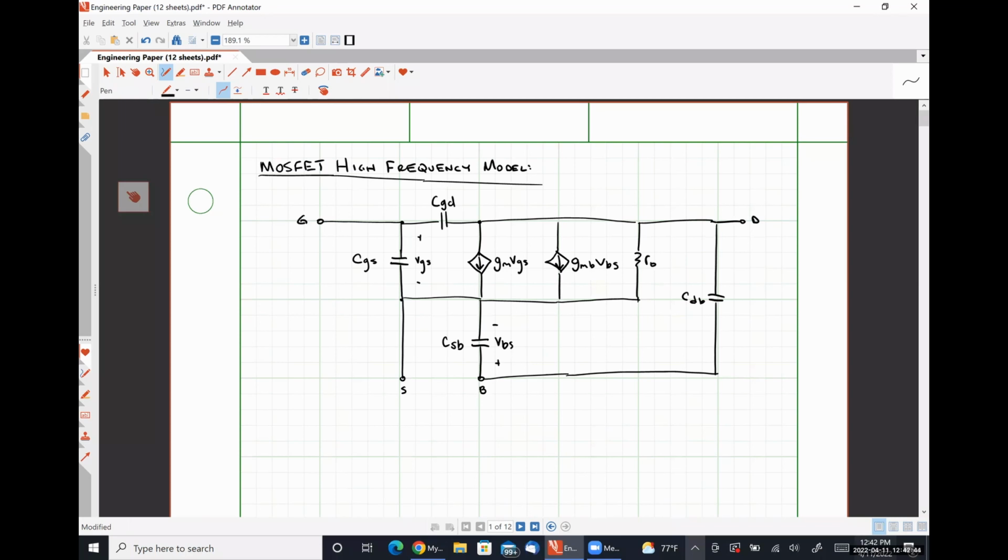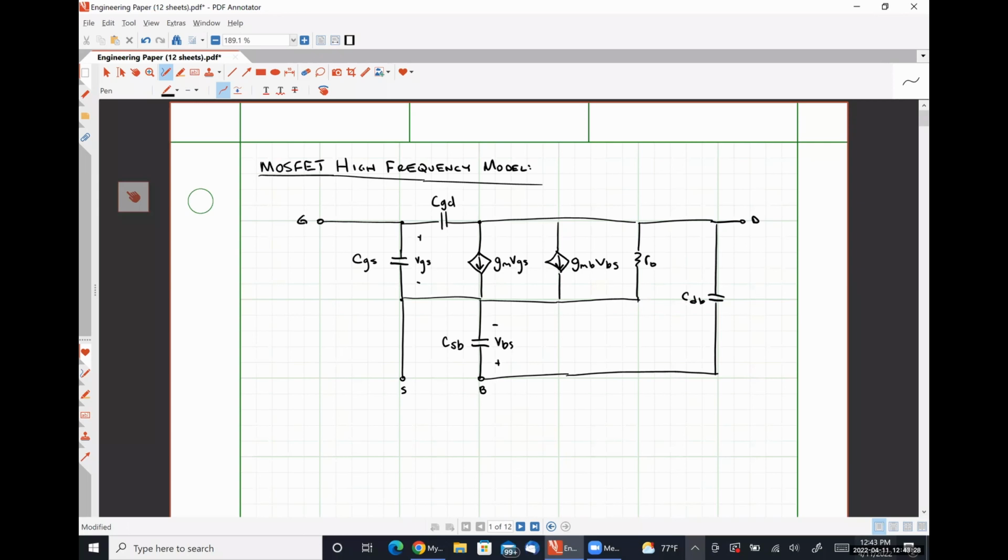However, there is a very common simplification that we will observe. If the source and the body terminals are wired together, we won't see any body effects present, which means this term goes away. And our capacitor CSB will be connected to the same node on both sides, so it goes away. So the overwhelming majority of the time, we're not going to have a contribution from this current source, and we're not going to have a contribution from this capacitor.